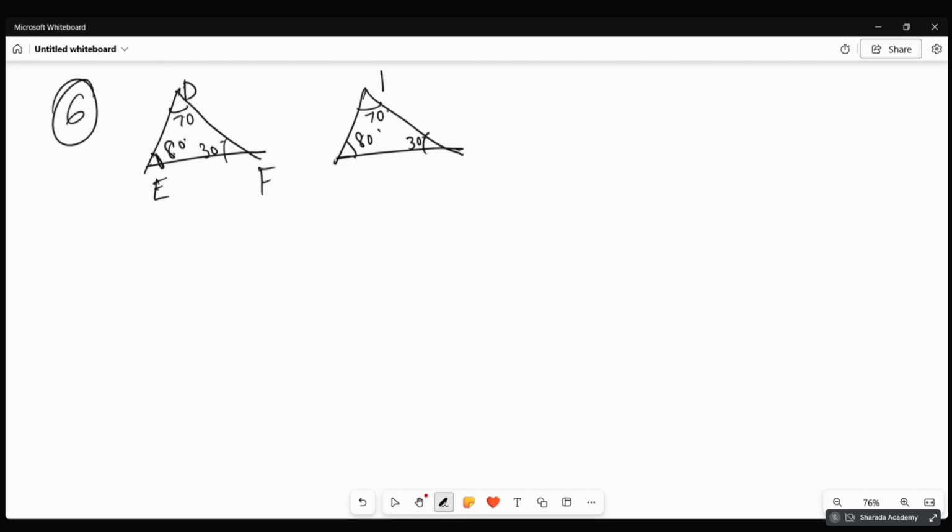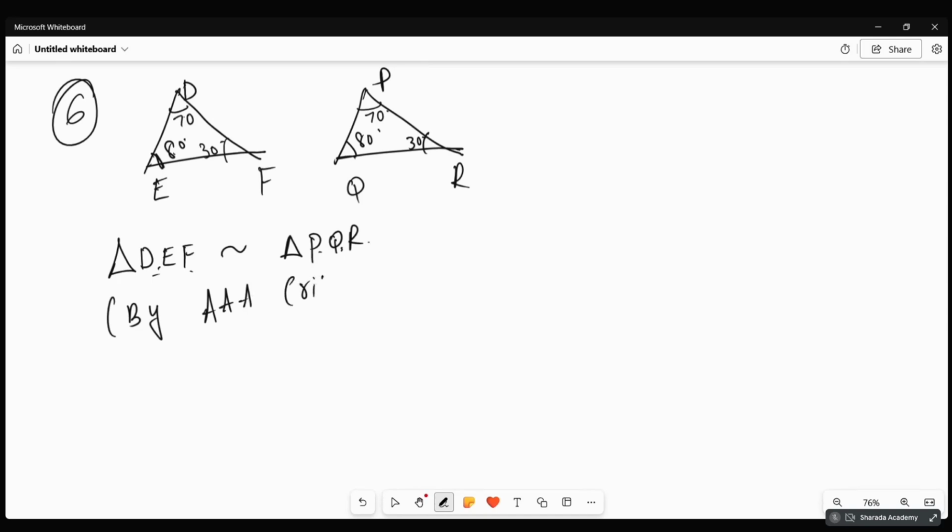What do you think? Now, triangle DEF is similar to triangle PQR. That means what? D and P are equal, E and Q are equal, and F and R are equal. So the two triangles are similar by AAA criterion. Okay. Try the second one now. Second question, everyone.